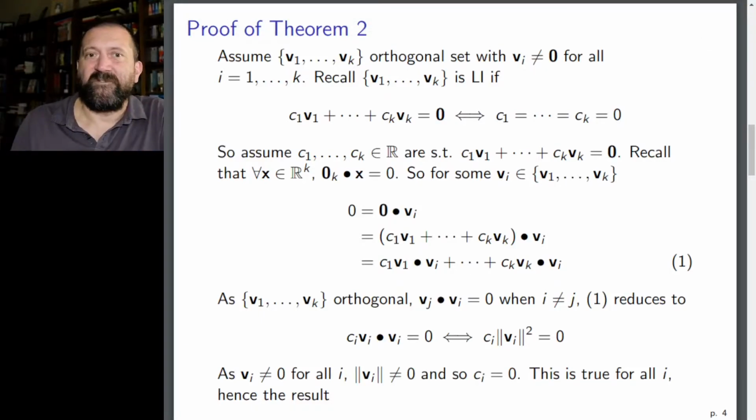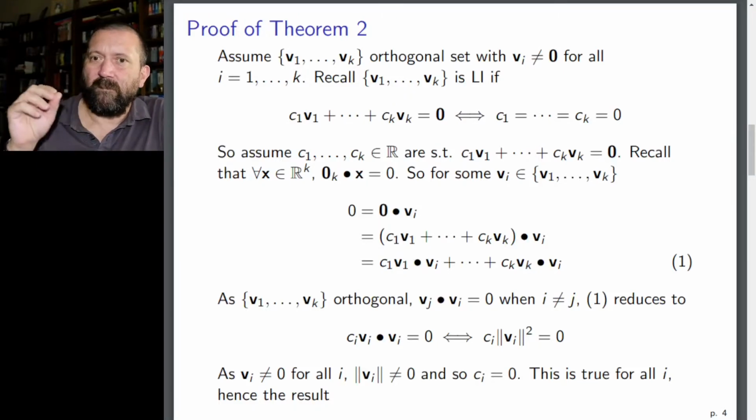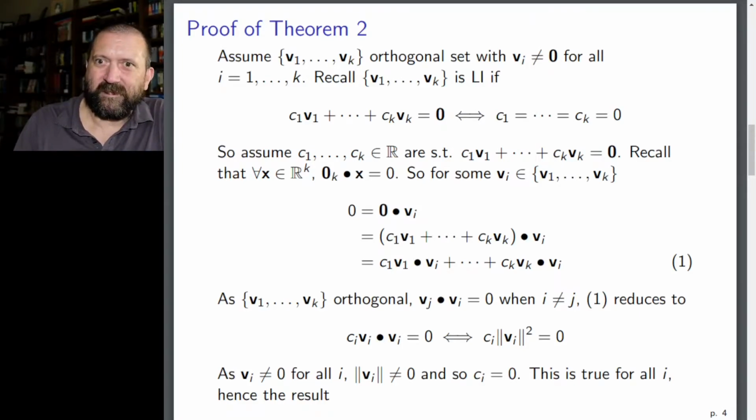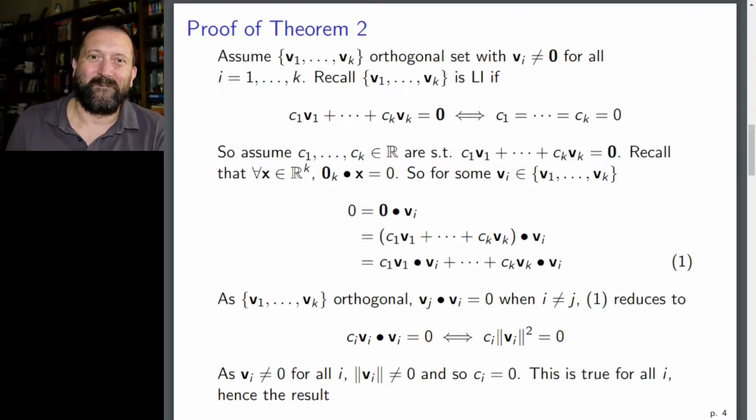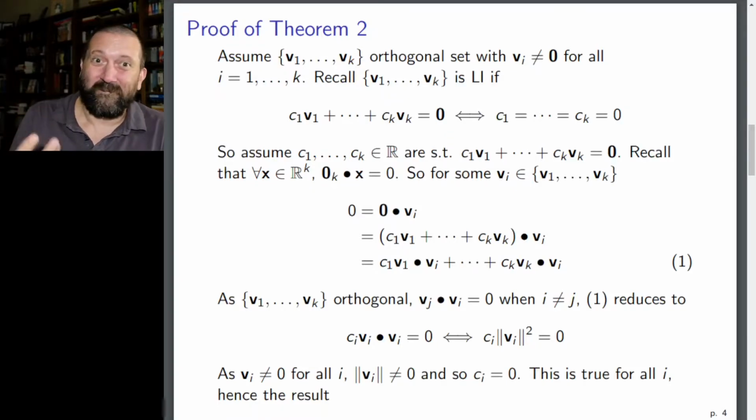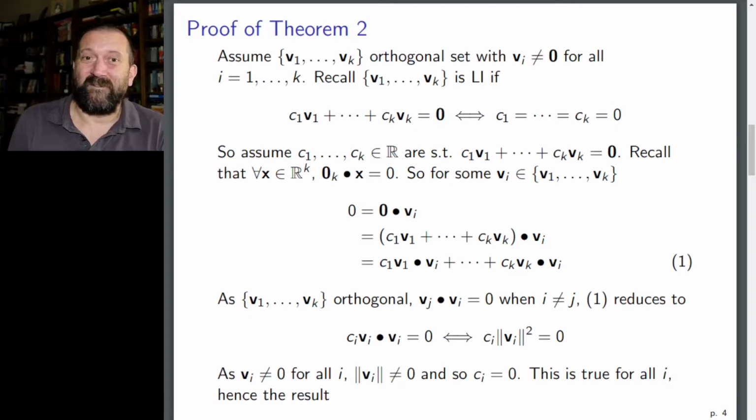So let me assume that I'm taking some c1 to ck, numbers in R, such that c1 v1 plus c2 v2 and so on up to ck vk is the zero vector. Now we're going to use a little trick that seems very simple when you think about it, but that is used very often. It's the fact that zero is very powerful, if you want to think about it that way.